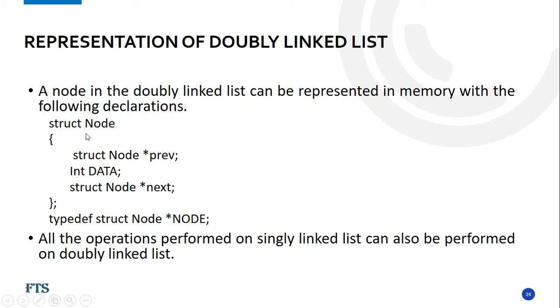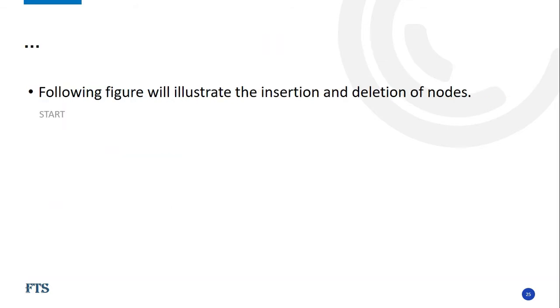You have to define a structure. Let's say the name is node. It has 3 elements: the previous pointer, the data field, and the next pointer. This is to declare an identifier which helps you to create an instance of this node. All the operations performed on a single linked list can also be performed on a double linked list. Hence the creation, deletion, search, concatenation, and so on. Traversal. This shows the insertion and deletion of a node in the double linked list.